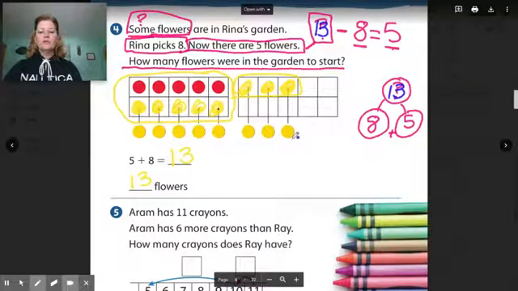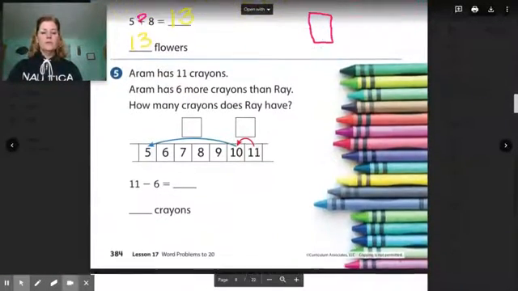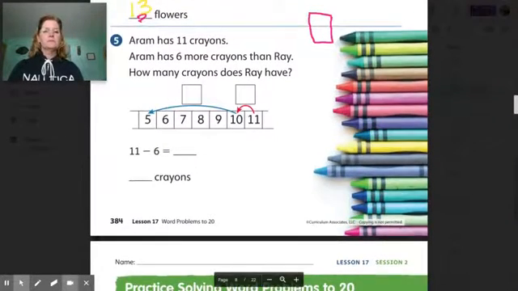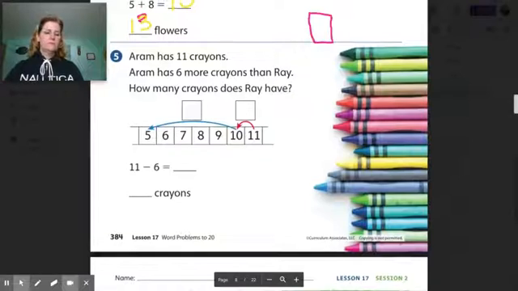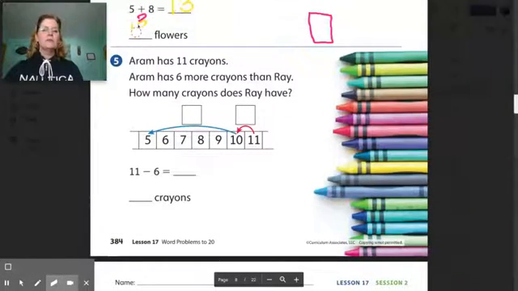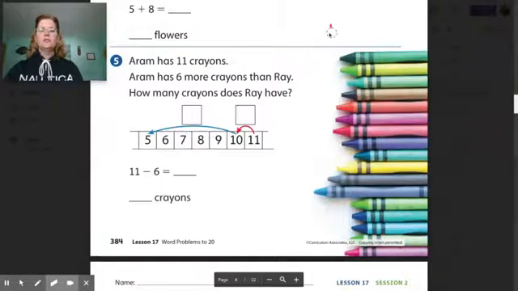Okay, the last one on your page before you experiment with the practice on your own. And we have crayons, and I love crayons. Okay, and for some reason, sometimes when I write too high or too low on the page, those pictures don't disappear.